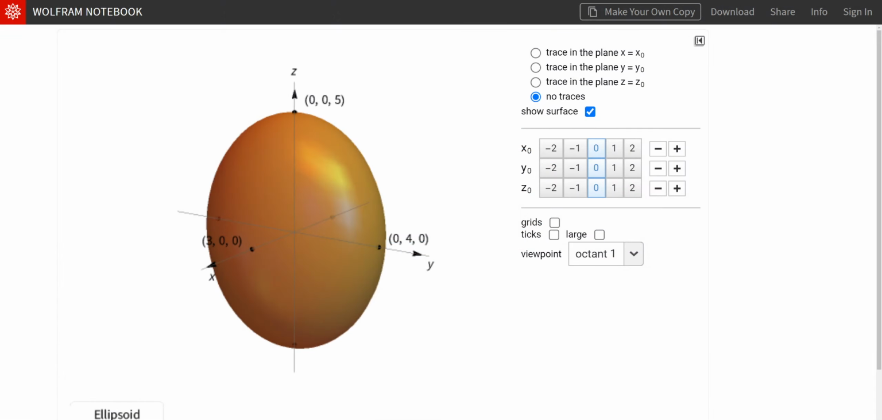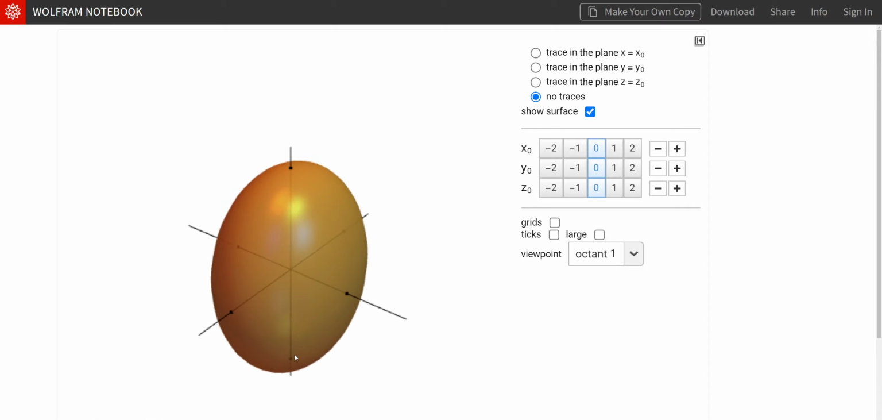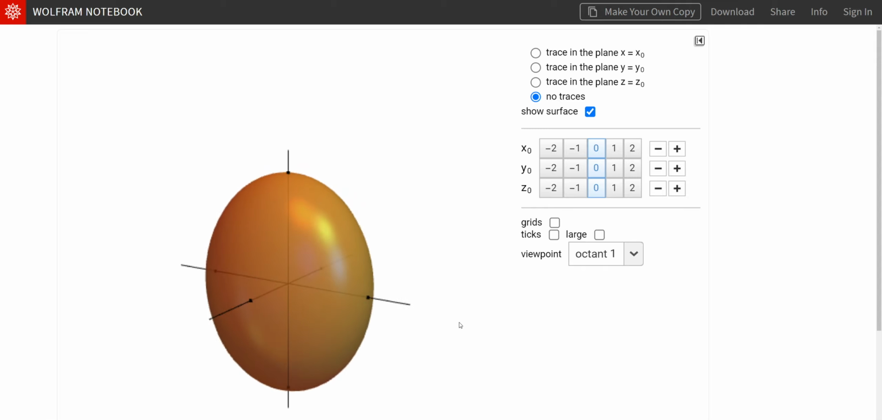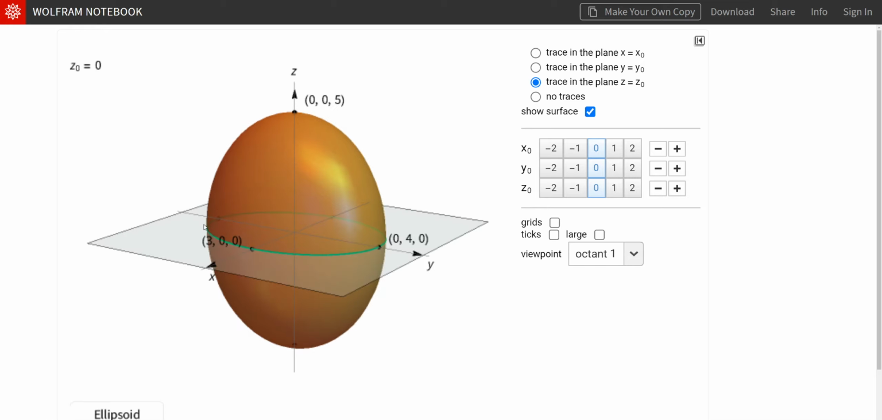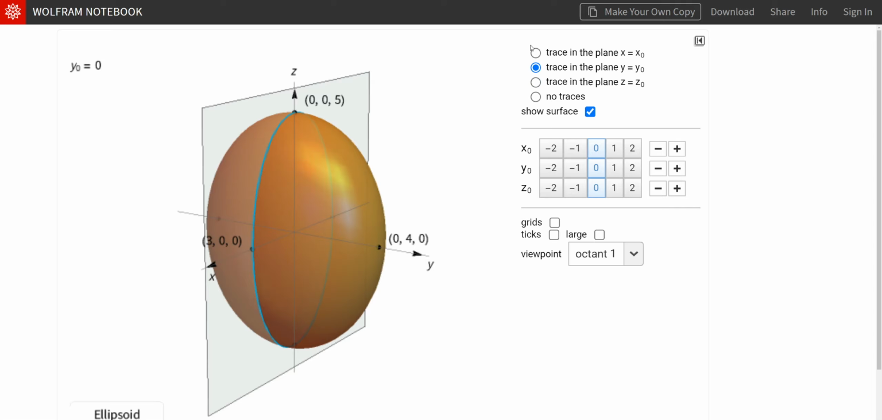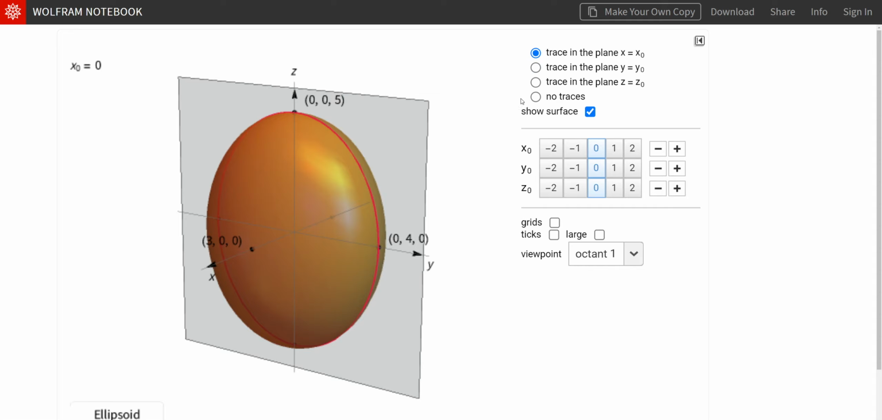There is an ellipsoid. So I'll drag it around. There's the figure I was drawing. So we drew this one in the XY plane. We drew one in the XZ plane. Let me actually turn on those traces. So we drew this ellipse. We drew this ellipse. And we drew this ellipse. And then we sort of just kind of connected up the rest of it.